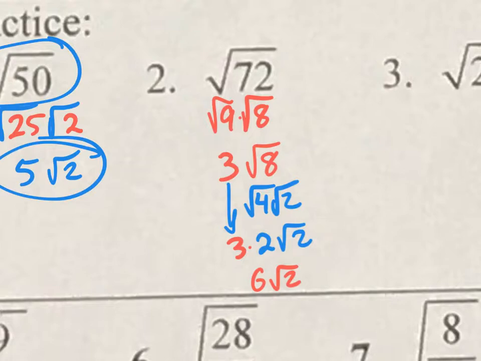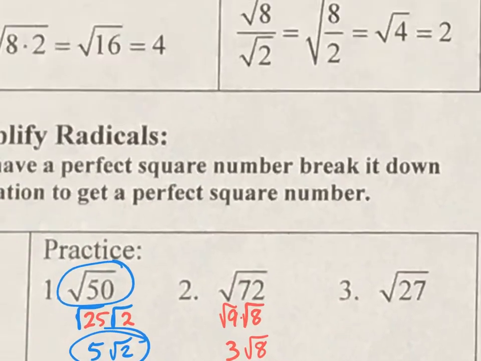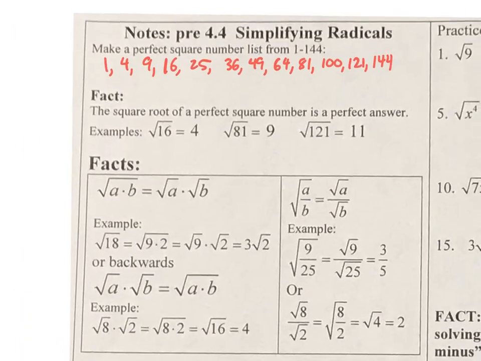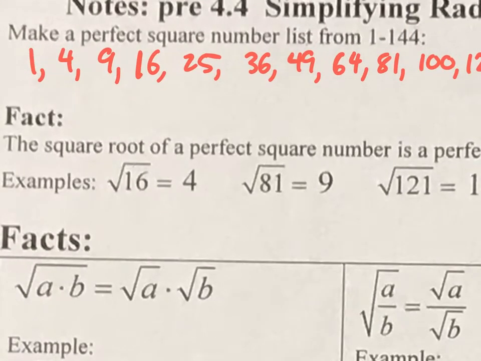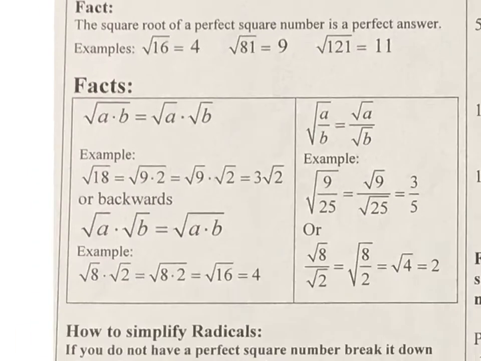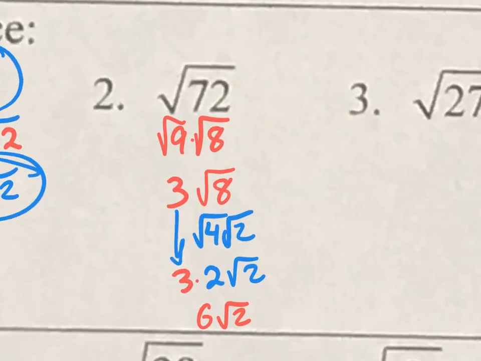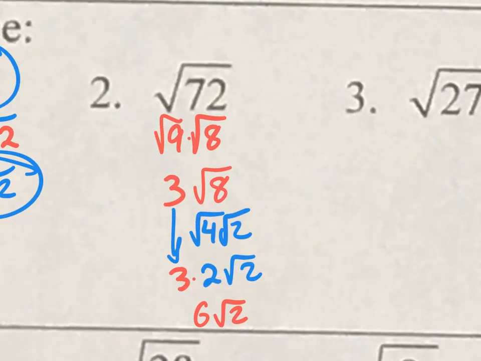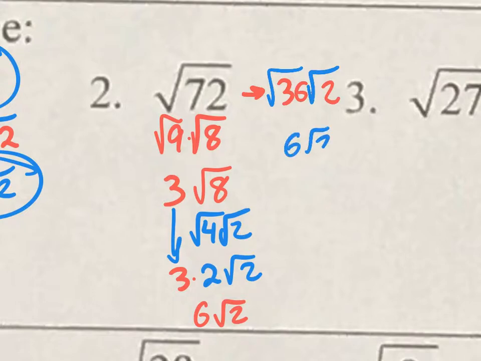But if we take a couple of seconds and look at our perfect square number list and think, which of these numbers could I rewrite 72 as? You'd be like, okay, 4, yeah, 9, yeah, but maybe 16, 25. But 36 is the biggest perfect square number that I could rewrite it as. So I could rewrite 72 as 36 times 2. Imagine that. If I just rewrote it as 36 times 2 and then split the root, I'd get directly to my answer. The answer is 6 square root of 2.